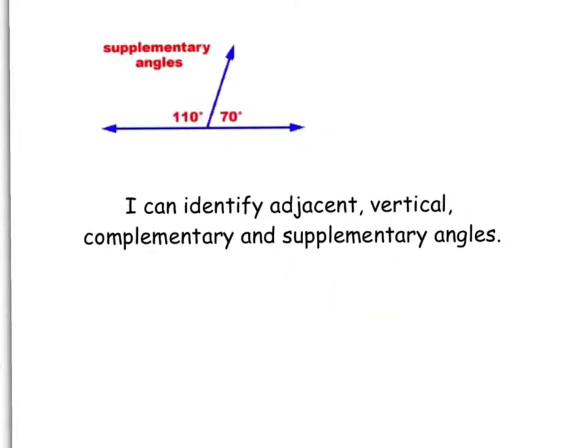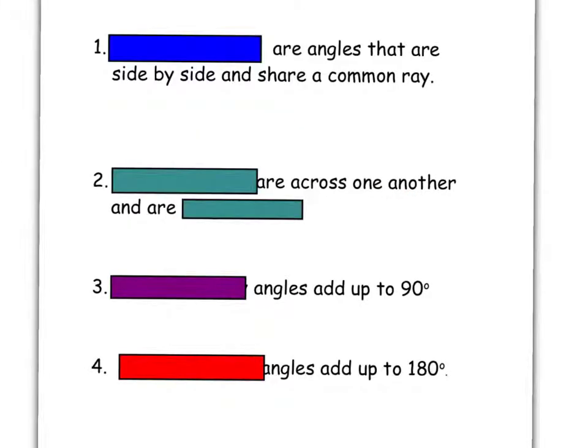Yesterday you spent some time defining these words, or whenever you did the last lesson, defining these words: adjacent, vertical, complementary, and supplementary, and we're just going to dig a little deeper into those meanings. So what is the type of angle, the angles that are side by side and share a common ray? Remember what a ray is. A ray has an end point and it goes in one direction for a long time. So if there are two angles that have a common side, they're side by side and they share a common ray, those are the adjacent angles.